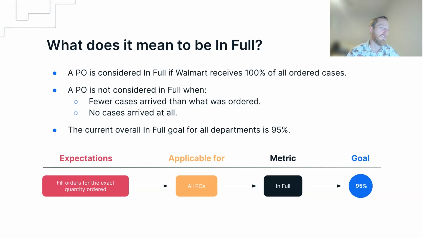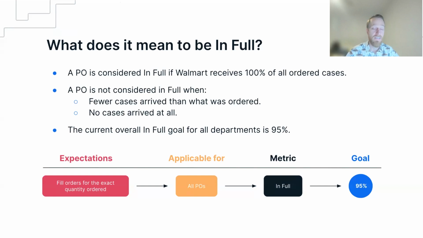The definition of in full for Walmart is if they receive 100% of the cases that they have ordered on the PO, then that would be considered in full. And not in full is the opposite. If they got fewer than what was ordered, or if, of course, nothing arrived at all, that would not be considered in full.